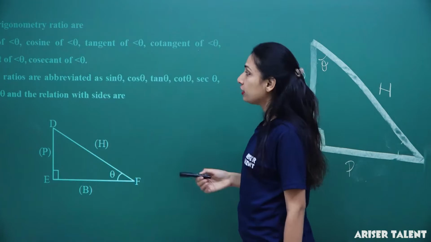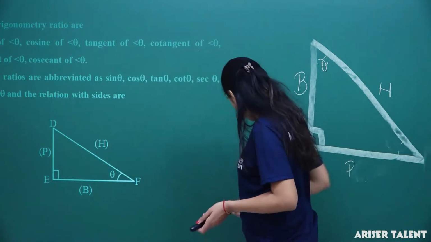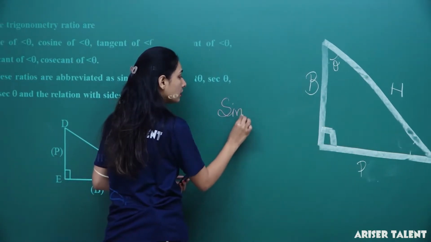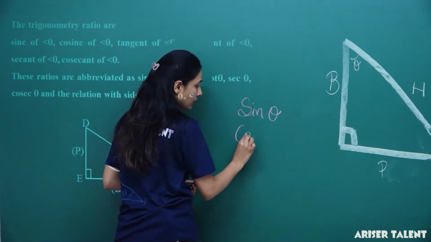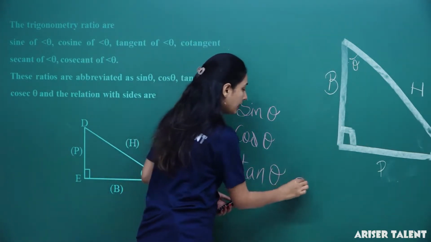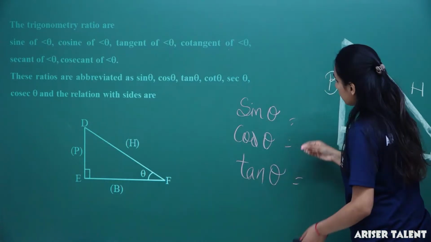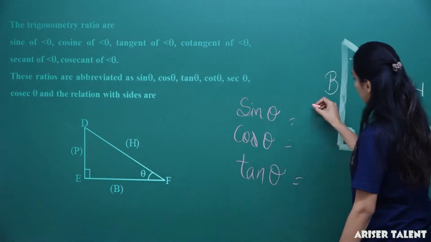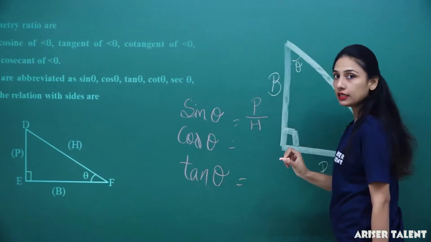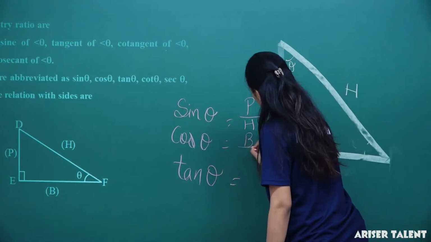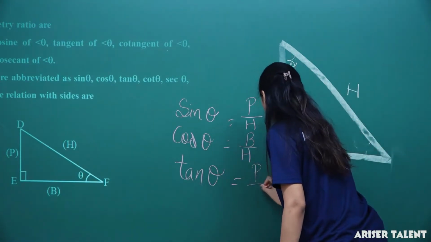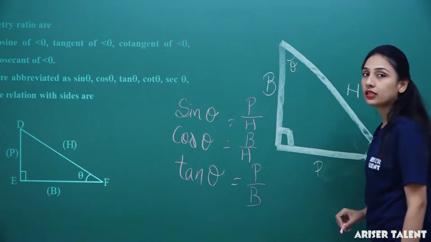The trigonometric ratios, what are they? I have told you that basically they are sin theta, cos theta and tan theta. Then we talked about these: P by H is sin theta, B by H is cos theta, and P by B is tan theta.